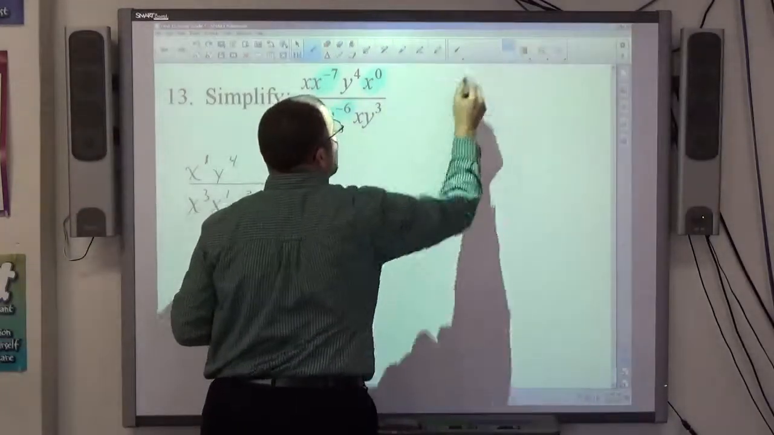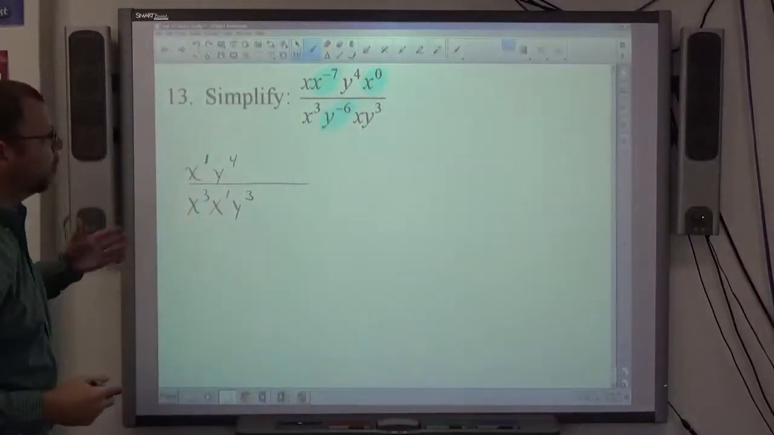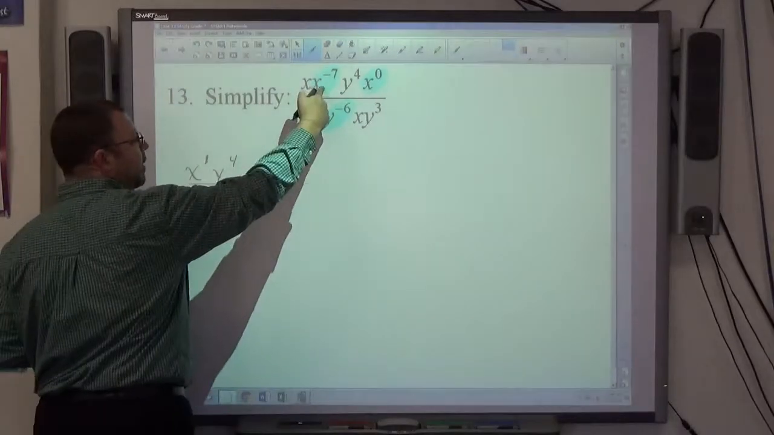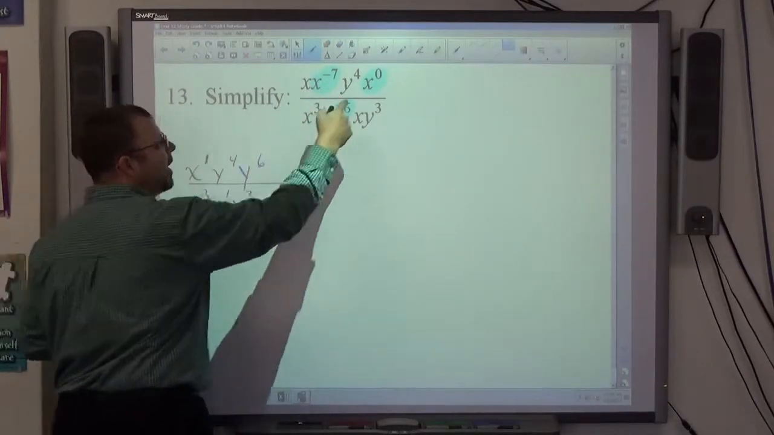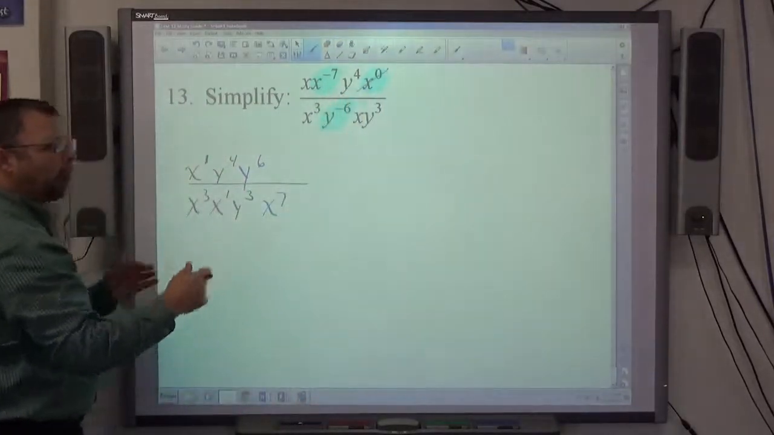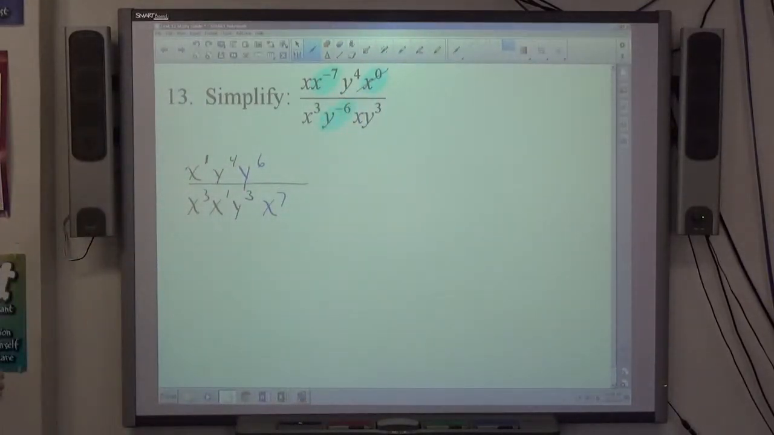The 3 things I have highlighted in blue are going to either move or go away. This x to the negative 7th belongs on the bottom. That y to the negative 6 belongs on the top. And x to the 0 power equals 1. Times 1 doesn't do anything, so I can just strike that one out.